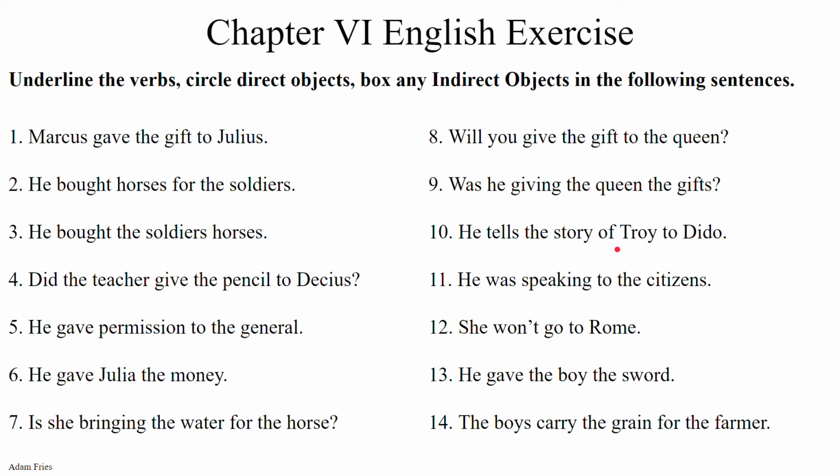11. He was speaking to the citizens. So speaking, underline speaking, to the citizens. This is our dative indirect object, to the citizens, to or for the verb.